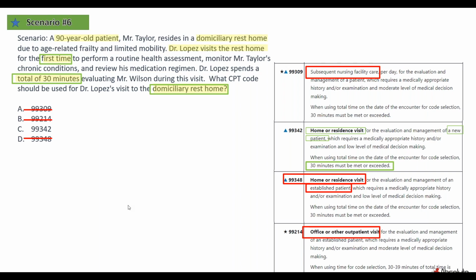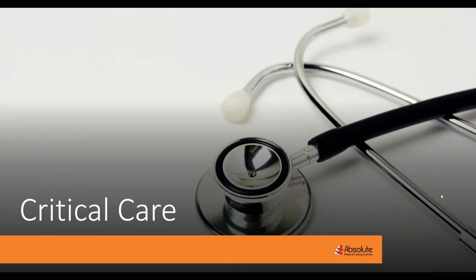So well done, coders. You guys are nailing the home visit. So I think you don't need any more challenges in home visit coding. So thank you, Miss Karen, for reading the third scenario for us. And let's move on this time.